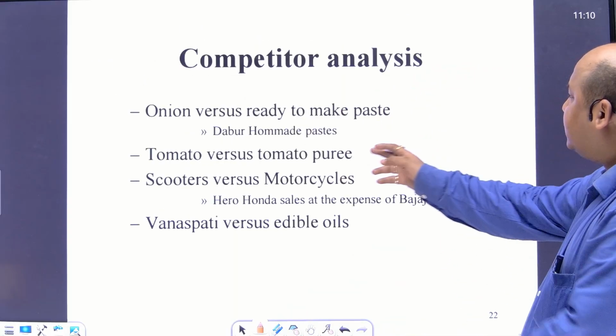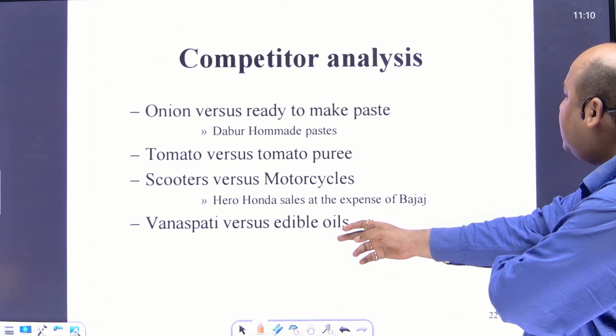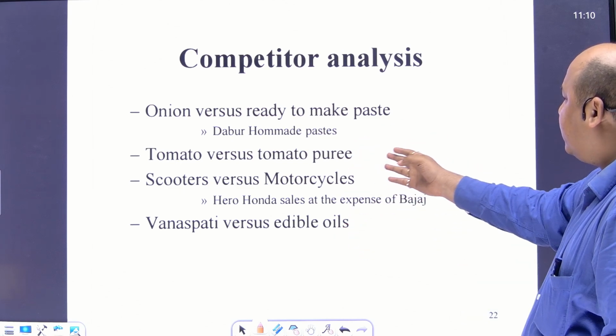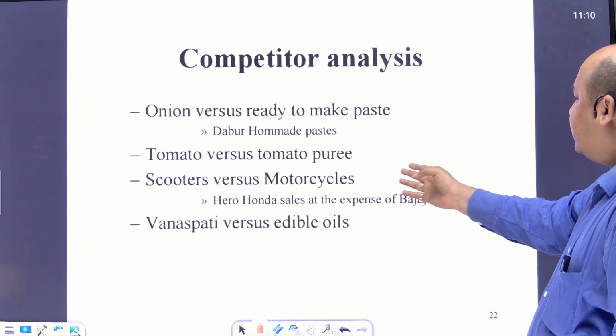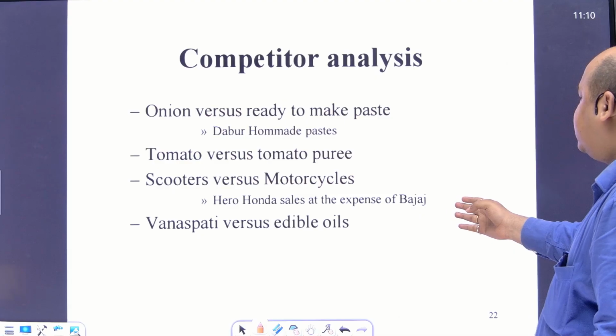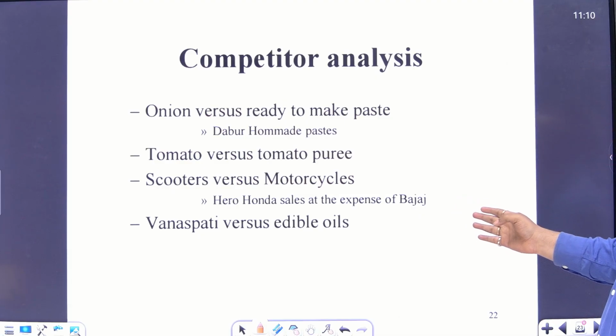So competition analysis: onion versus ready-to-make paste, Dabur homemade pastes, tomato versus tomato puree, scooter versus motorcycle, Hero Honda sells at the expense of Bajaj, Vanaspati versus edible oil. These are the basic examples of competitor analysis.